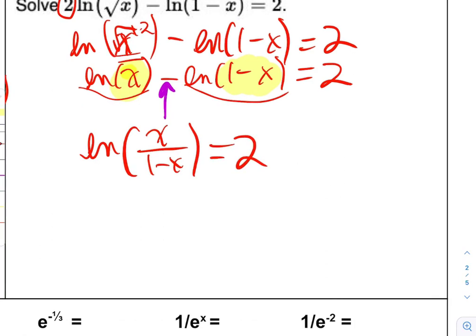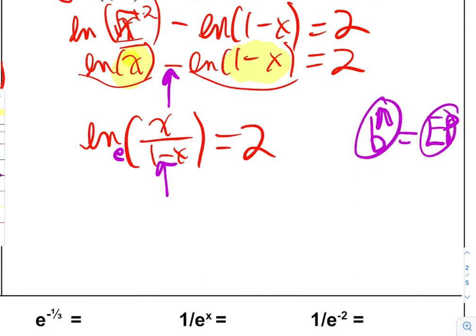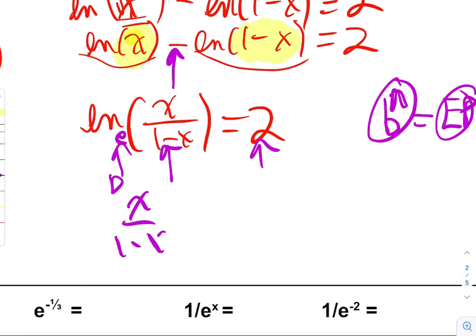But what's the base here? Even though I don't show it, just like base 10 I don't show it, with ln I don't show it, but the base is e. So what I want to do now is isolate for the evaluated power. Remember that b to the exponent n equals the evaluated power. So if I want to isolate for the evaluated power, I have to write b to the n. The base is e, the exponent is 2. So x over 1 minus x, which is the evaluated power, equals e squared.